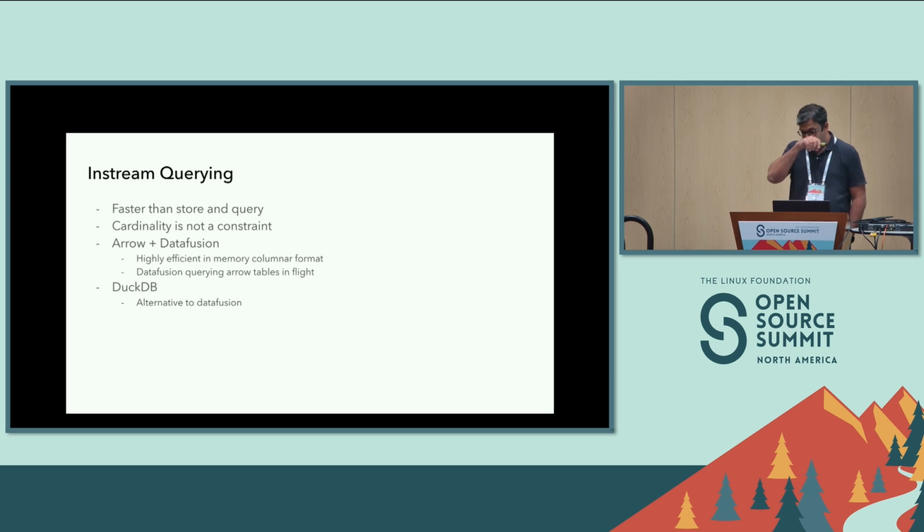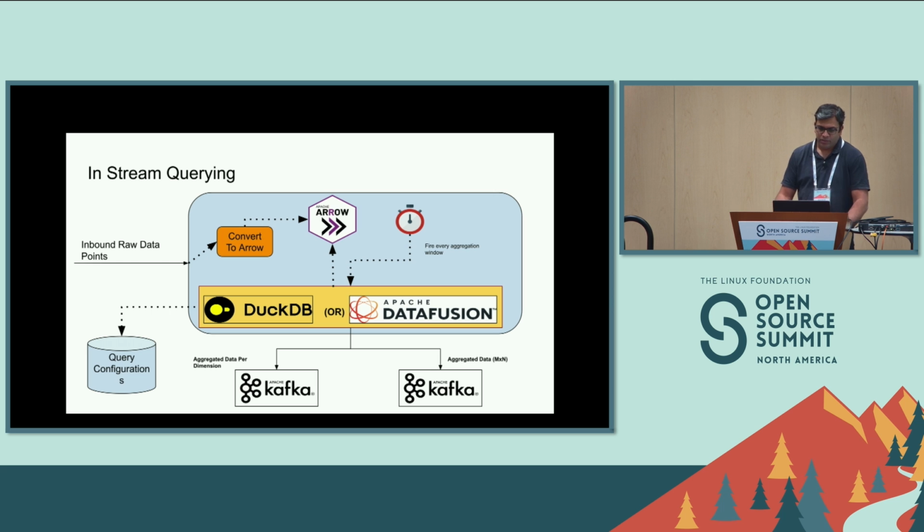So what we thought of is, better than storing and querying the data, how can we run the queries while the data is in flight? We can avoid cardinality, we can avoid delays due to ingestion. And so we explored Arrow and DataFusion. We have had some success. And of course, we are also evaluating DuckDB as an alternative, because at least I think that DuckDB is less complex to maintain, probably, than an Arrow plus DataFusion system.